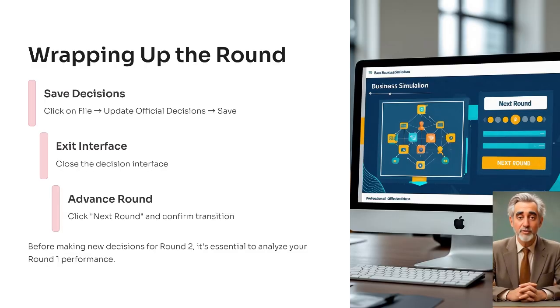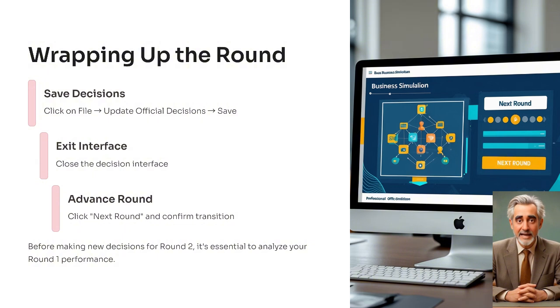Part 1. Wrapping up the round. After you've made all your decisions for the round, across R&D, marketing, production, finance, and other departments, you'll need to finalize and submit your decisions. To do this, click on File, Update Official Decision, Save. Exit the decision interface. Since this is a practice round, you'll manually advance the round by clicking Next Round. Confirm the transition to the next round. Once you've done that, you'll arrive at the Round 2 interface.